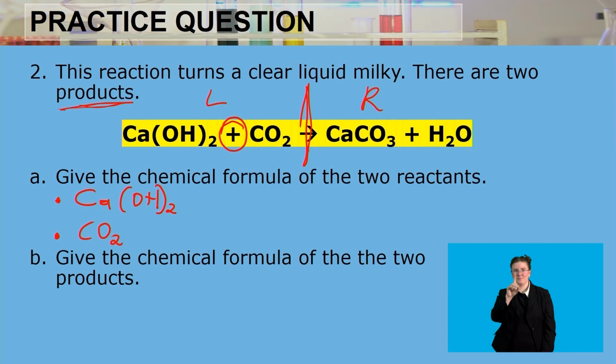Then question B says, give the chemical formula of the two products. Remember, products are written on the right-hand side of the arrow, and there's two of them in this particular case, because even the statement tells us that there are two products. So now, what are their chemical formulas? We have the first one, which is going to be CaCO3, which is our calcium carbonate. And then our next one is H2O, which is water. Calcium carbonate, our metal carbonate, and then our water, our H2O.